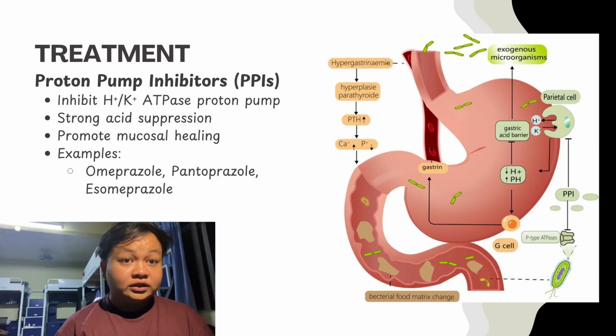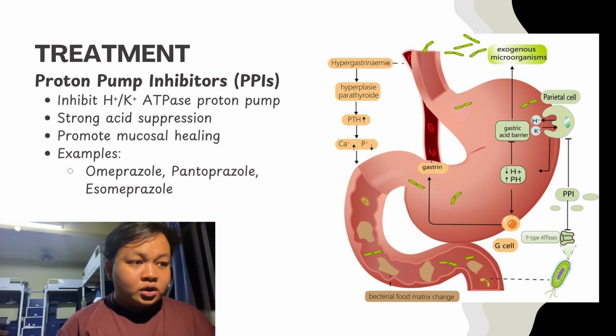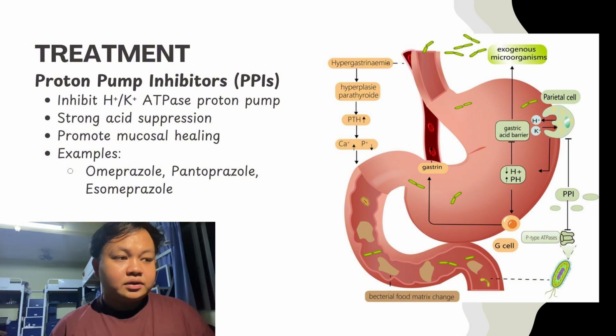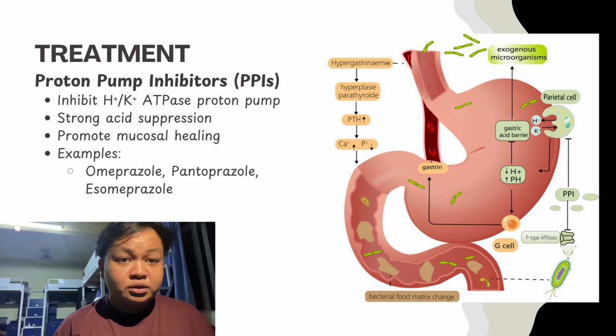For the Helicobacter pylori, we have 2 main treatments, which are proton pump inhibitors and H2 receptor blockers. Alright, so we're gonna look at the proton pump inhibitors. Proton pump inhibitors, or PPI, inhibit the H+/K+ ATPase proton pump, resulting in strong acid suppression. So they promote healing of the gastric mucosa. For example, omeprazole, pantoprazole, and esomeprazole.